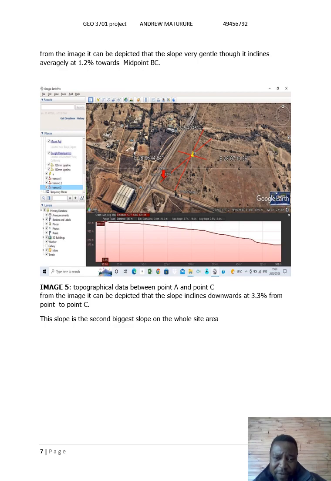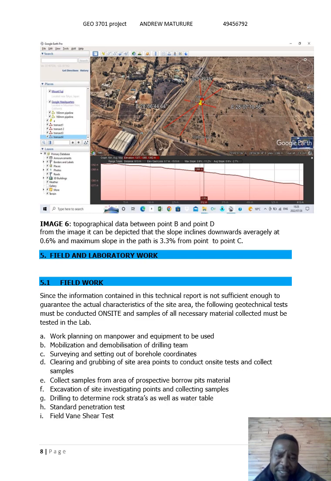Now we are profiling line A to C. We can tell that again the ground is inclining downwards as we move from point A going to C, as shown in this profiling data. Let us move on to slide number 9. On slide number 9, again, we're now profiling B to D. The ground is again going downwards as we move from B to D. So basically the ground is sloping there.